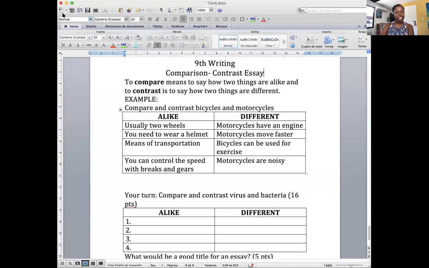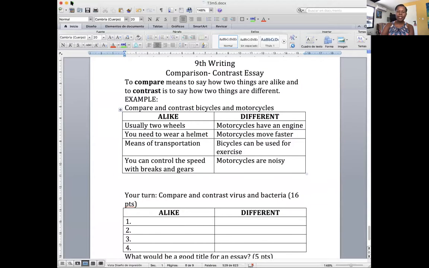Congratulations. In this class, we're going to be dealing with the last type of essay that you'll be writing this year, which is the compare contrast essay. And the compare contrast essay is special because it requires you to analyze. To compare, let me share my screen with you.